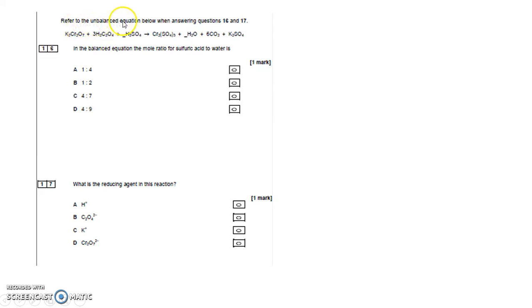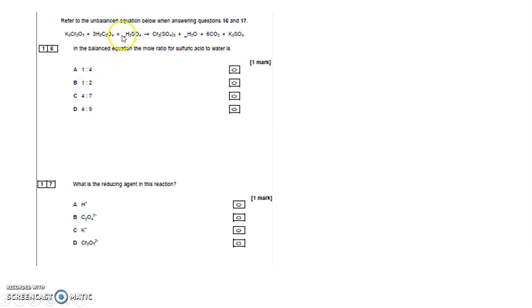Question 16. Refer to the unbalanced equation when answering questions 16 and 17. In the balanced equation, the mole ratio for the sulfuric acid to water is. So what I've got to do is work out the numbers in front of the H2SO4 and the numbers in front of the water. And it'll either be 1 to 4, 2 to 1, 2 to 4, 7 and 4 to 9.